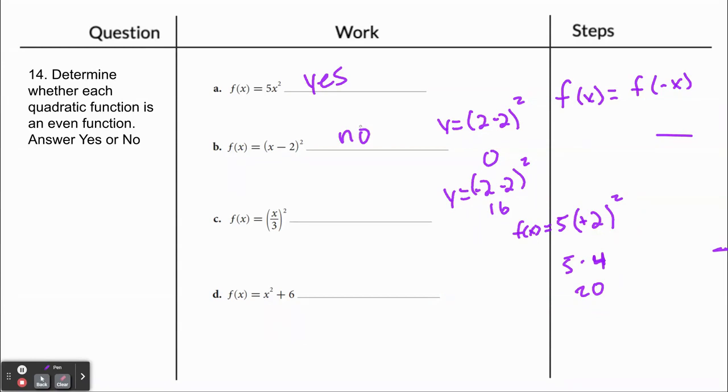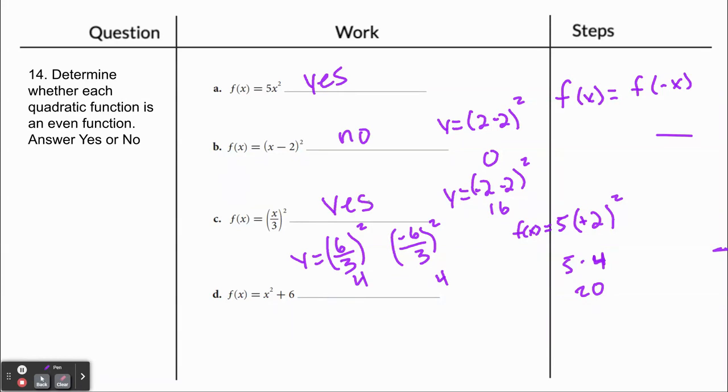f of x equals x over 3 squared. So let's try this. I'm going to plug in 6 and -6 to make it straightforward here. So y equals 6 over 3 squared. 6 over 3 is 2. 2 squared is 4. So it gives me a final value of 4. If I plug in -6, -6 over 3 is -2. Squared is 4. So this one here is also even.